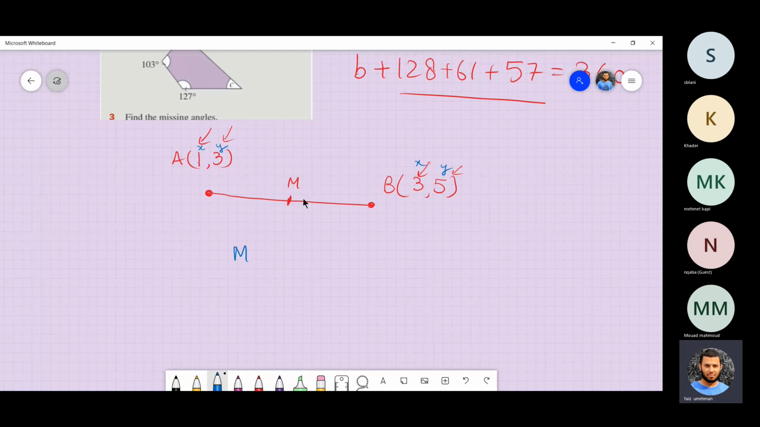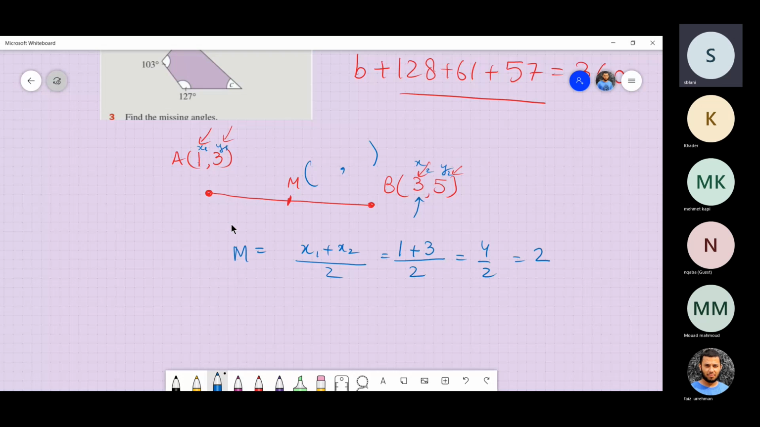So for finding the coordinates of M, the midpoint, first I have to do x1 plus x2, then make half. What is x1 here? 1 plus what is the second x? 3, and then make half. So 4 upon 2, which will give me 2. Right? And then what about y? y1 plus y2, you have to add them and then make half. So what is y1?